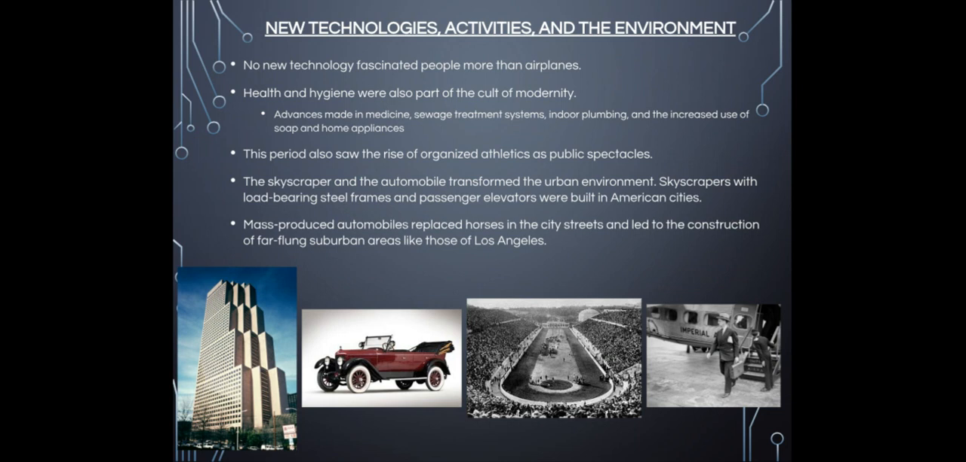Automobiles also transformed the urban environment, as will the train, because this meant people didn't have to live in the city. They could live in the suburbs. Automobiles would replace horses in city streets, and this will allow people to do what we call commute to work. On farms, gasoline-powered tractors replaced horses in the 1920s.